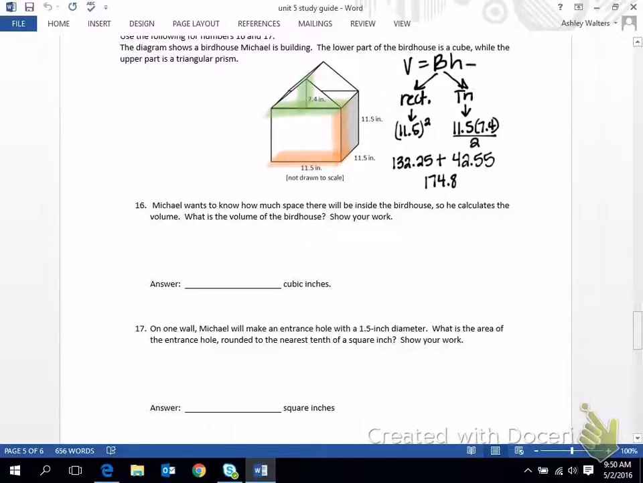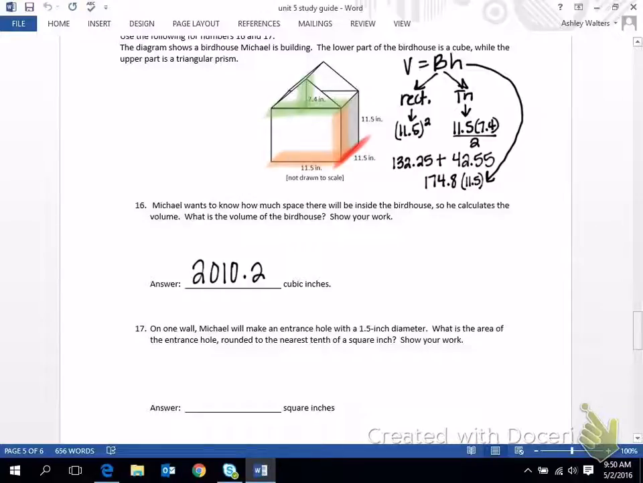Now that we have the area of the base, we'll multiply that by the height of the prism. And the height of the prism is the distance between the front pentagon and the back pentagon, which is 11.5. And 174.8 times 11.5 is 2010.2. So the volume is 2010.2 cubic inches.